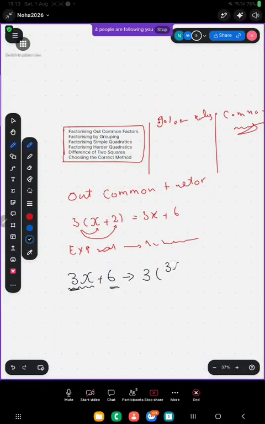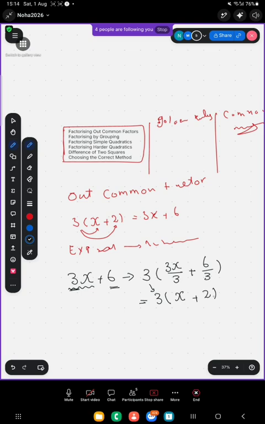Gonna be 3x over 3. And here, 6 over 3. What I'm doing here, I'm just making it in details. So I'll put the 3 as it was here, and 3x over 3 gonna be x. Here, 6 over 3 gonna be 2. Understand?